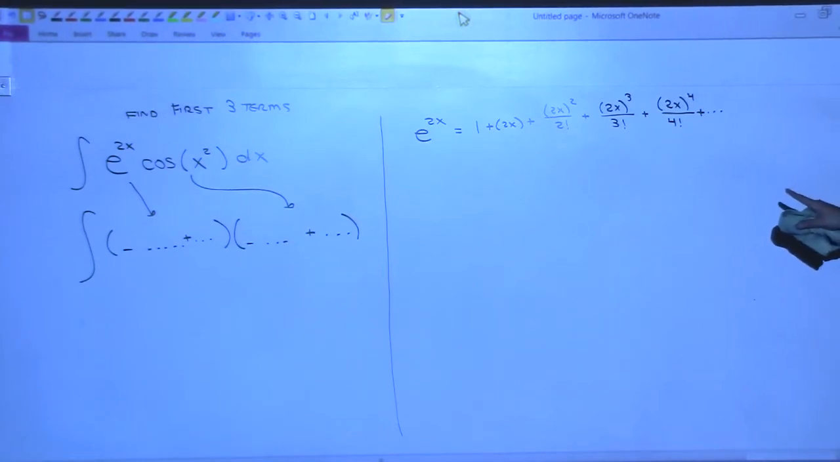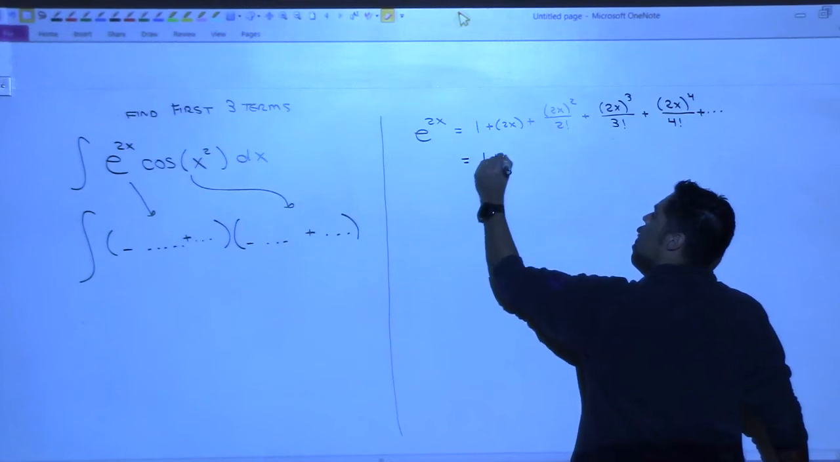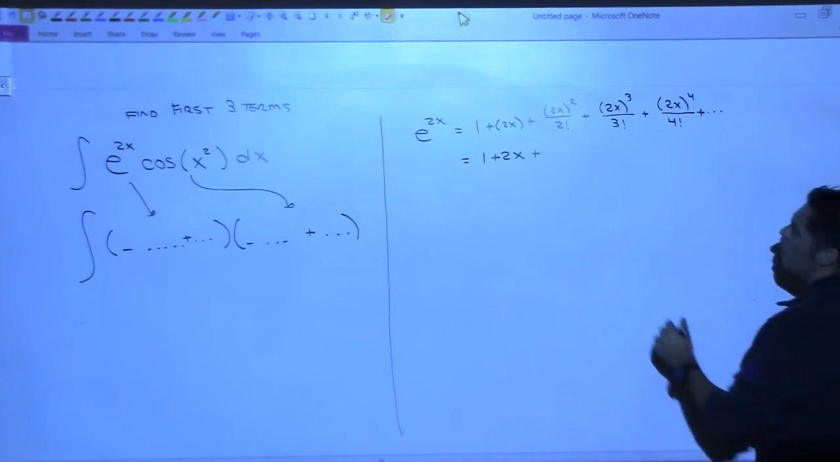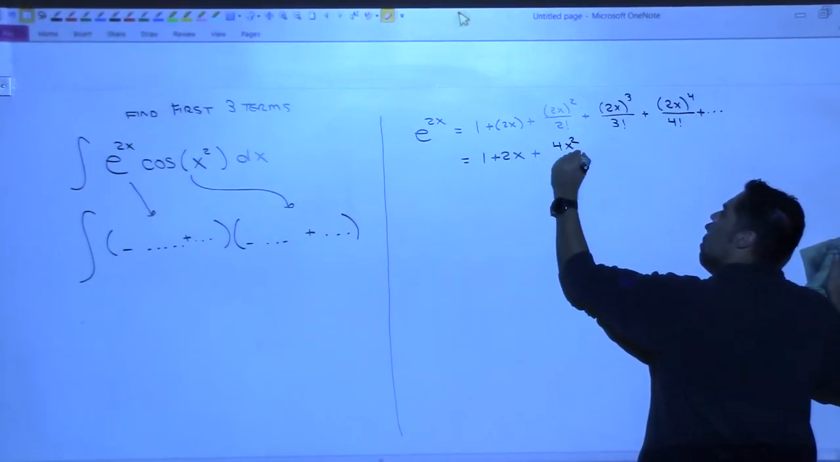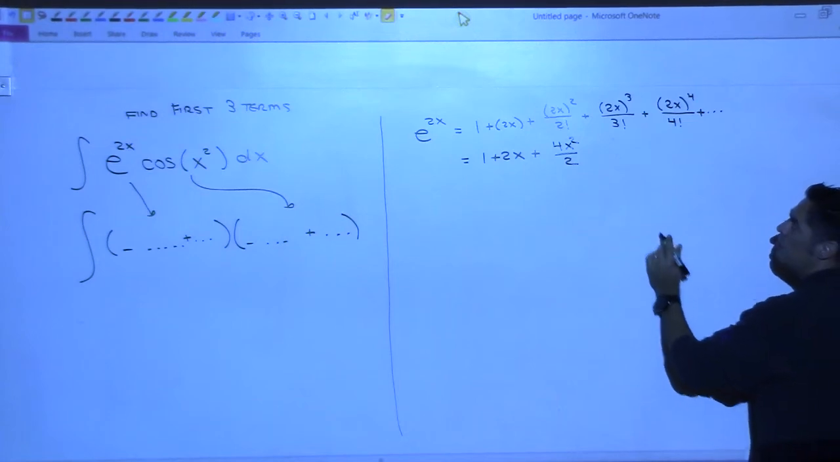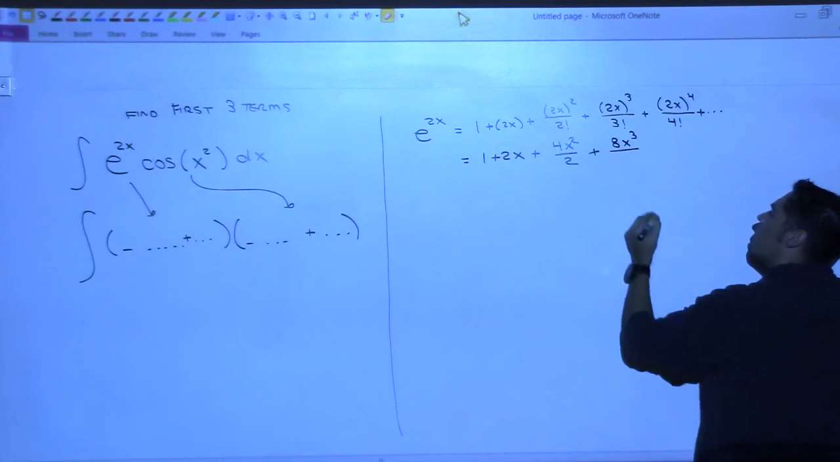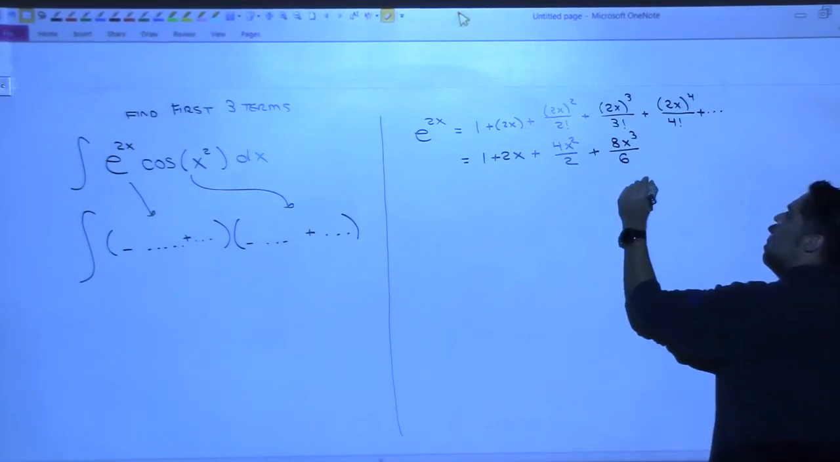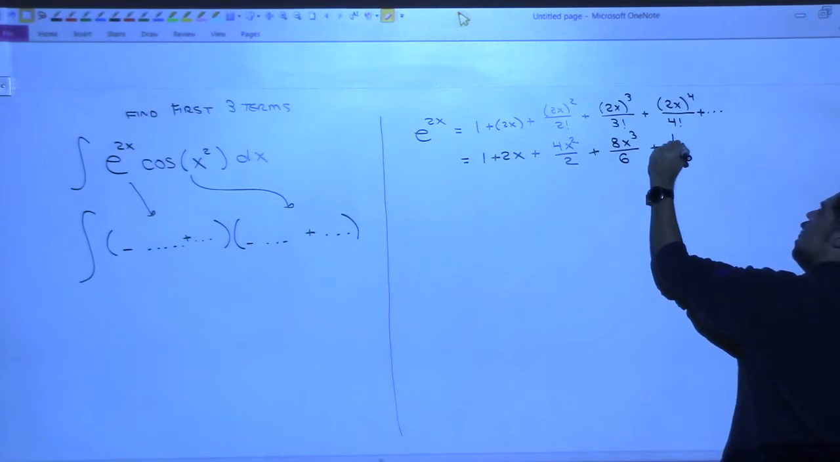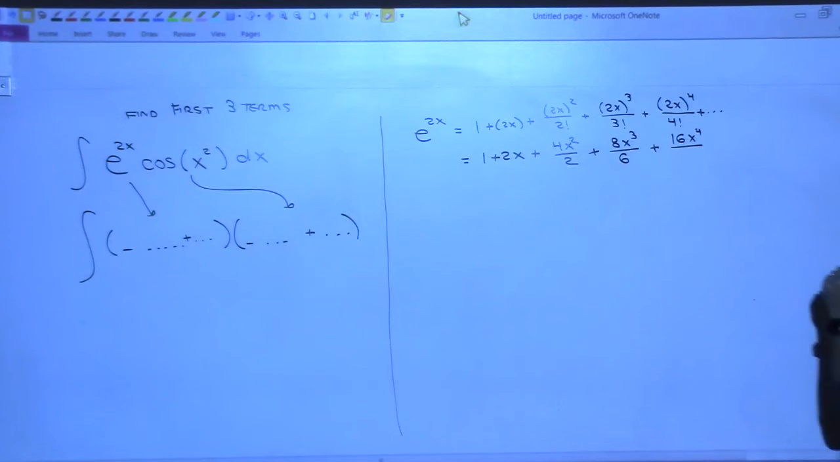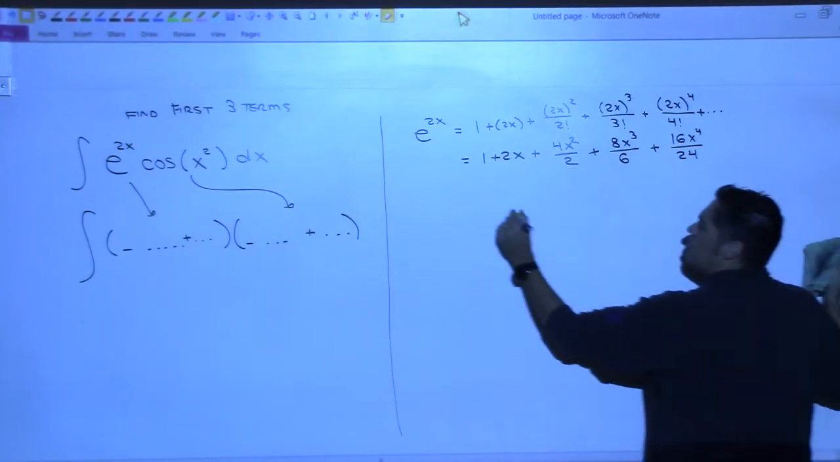So that's e to the 2x, right? Let's clean it up first before we actually go and find cosine of x squared. So this is just 1 plus 2x plus, now what do we get there? 4x squared on top over 2, because 2 factorial is 2, plus 8x cubed over 3 factorial is 6. Okay, plus, let's see, 16x to the 4th over, what's 4 factorial? 24. Okay, let's reduce these fractions.